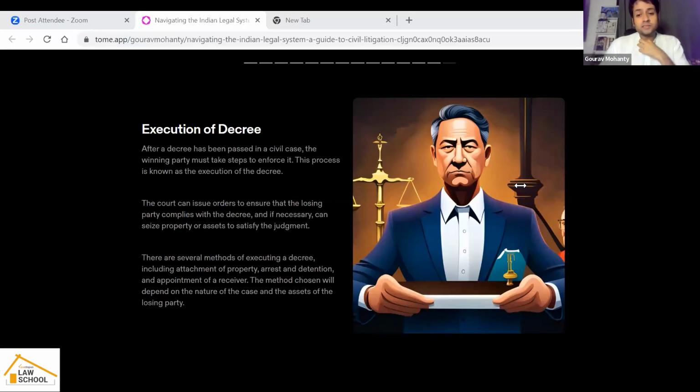How to frame charge in civil suit? Charge is a criminal law subject, so that won't count. Okay, last one.